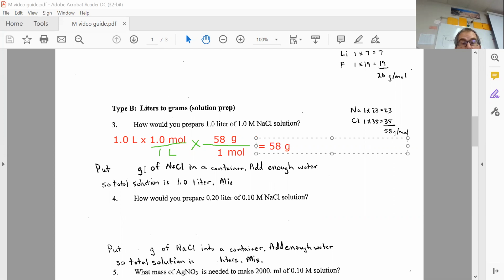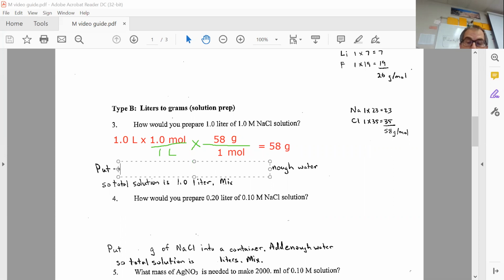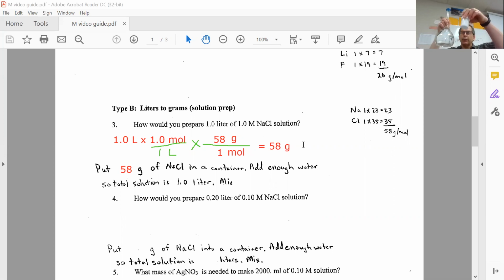So I'm going to just finish that up. I'm going to say put 58 grams. So I'm going to sneak this in here. Put 58 grams of NaCl into a container. So I'm going to grab like this volumetric flask and I'm going to put in 58 grams, which is 1 mole, dump that in here.